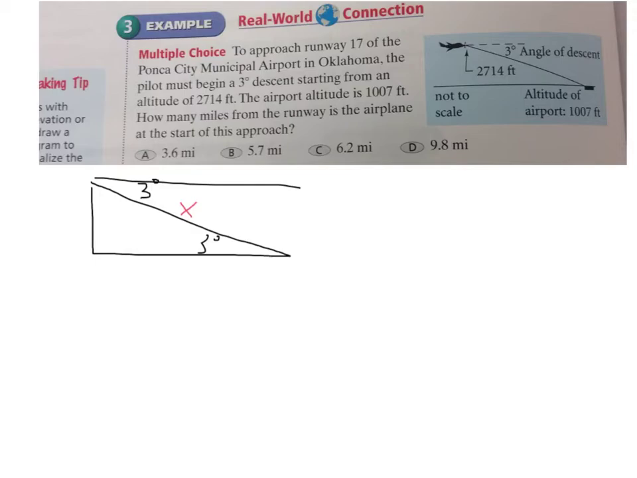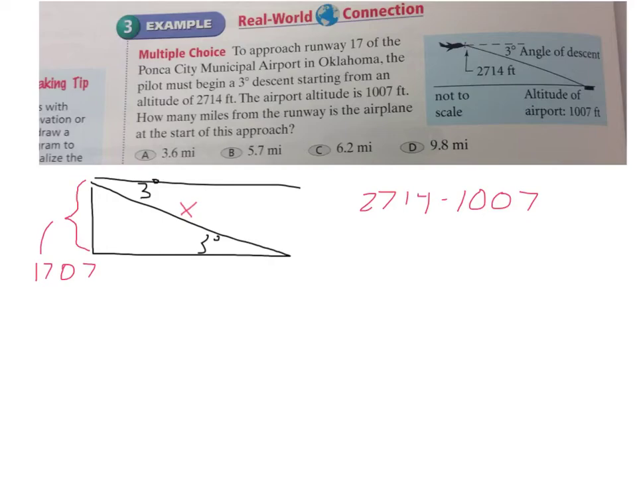Okay, example 3 asks us to figure out how far the airplane is from the airport. It says the airplane is at a height of 2,714 feet. The airport is at an altitude of 1,007 feet. If the airplane is starting at a 3-degree angle of descent, how far is the airplane from the airport at the beginning of its descent? So the first thing you're going to have to figure out is how much higher is the airplane than the airport. To do this, you're going to take 2,714 minus 1,007. Hopefully we'll agree that this distance here is 1,707.